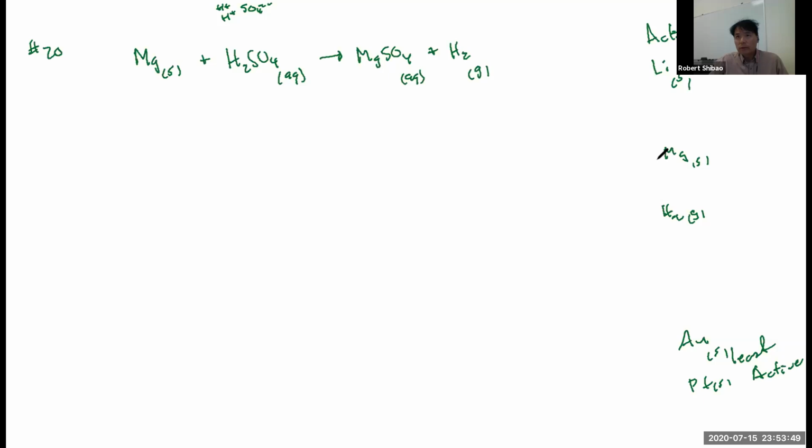But here we're going downhill. So we start out at magnesium and we end up going downhill to hydrogen. That is, we're going from something that's less stable to something that's more stable. And so the activity series goes like this. We say this is more active. And then this would be less active.